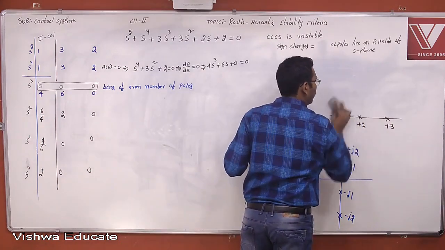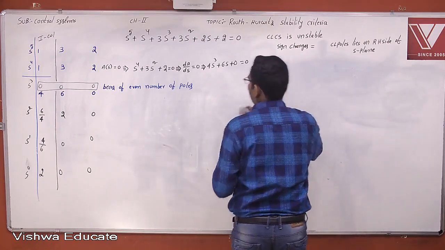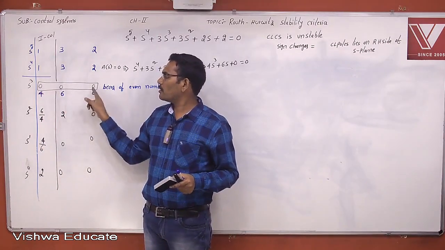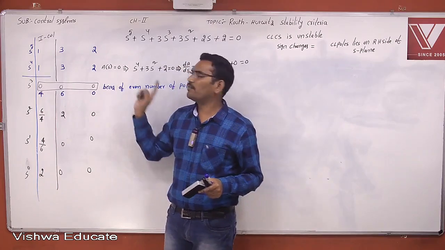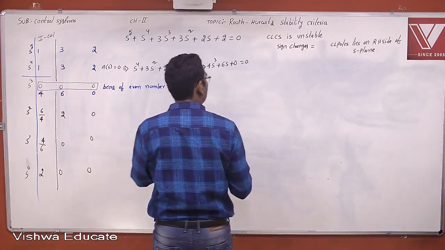Now we will see the roots of the auxiliary equation. Then whatever he is saying is correct or not, we will see. Don't decide it from the first column, because these are not the original roots. These are the roots you can obtain from the auxiliary equation. So now find the roots of the auxiliary equation. What is the auxiliary equation?